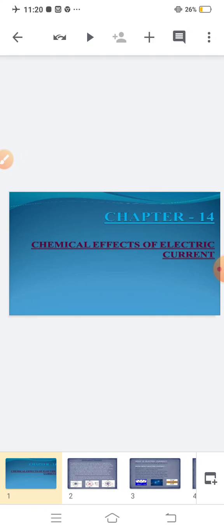So, before your periodic 3, we have completed our force and pressure chapter. Now, we are going to start our new chapter number 14, chemical effects of electric current. This is our last chapter of your science syllabus. This year, CBSE has deleted some chapters which we have already not done. So, according to CBSE, this is our last chapter of your syllabus.